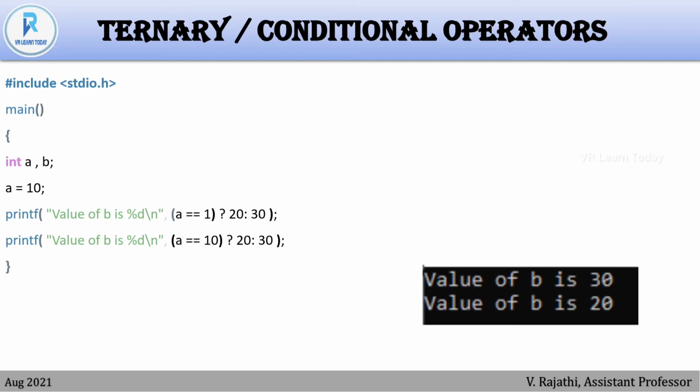See, first A equal to 1. A is nothing but 10, and 10 is equal to 1? So the condition is false. False means the third expression will be executed. The third expression is 30, so the value of B is 30. The first line is executed. In the second line, A value is 10, and 10 equal to 10, so obviously the condition is true. So the first expression is true, which means the second expression will be executed. 20 is the result, so the value of B is 20. The second line is executed.